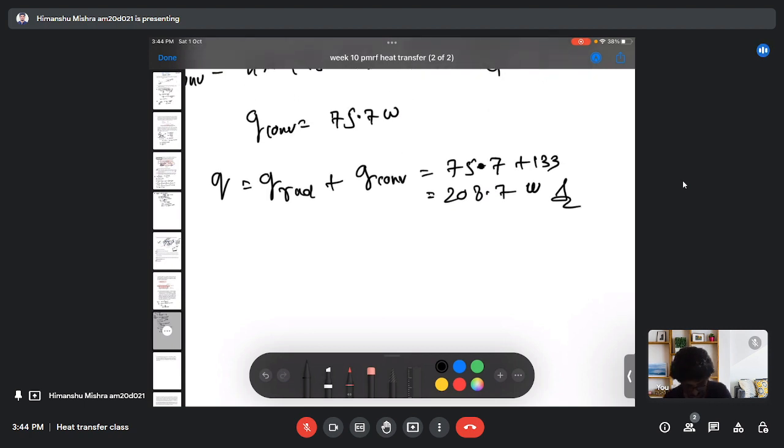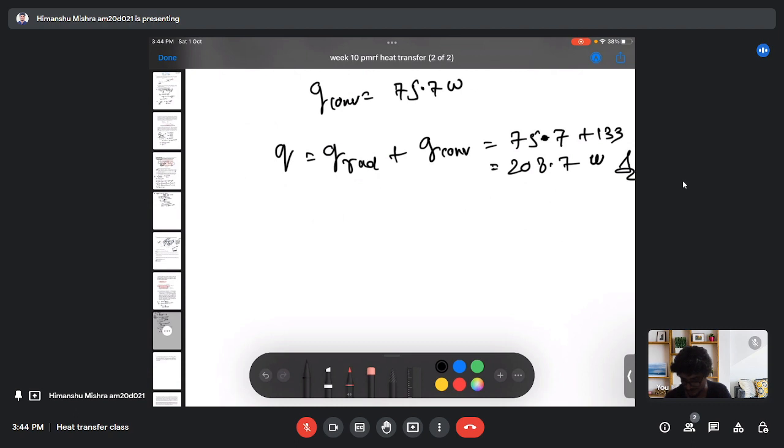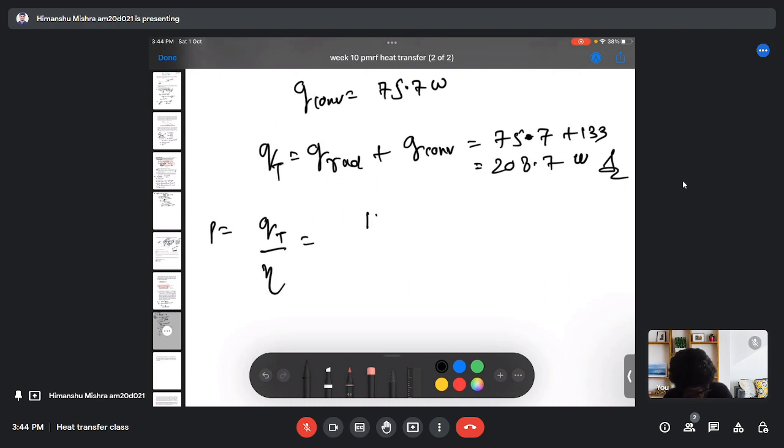Now to find the power requirement, we have been given the efficiency, which is 90%. So the power will be 232 watt.